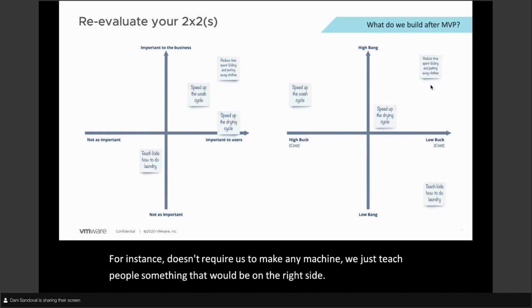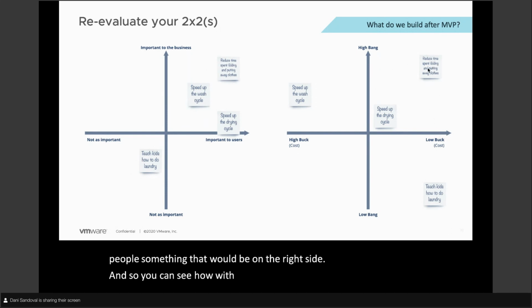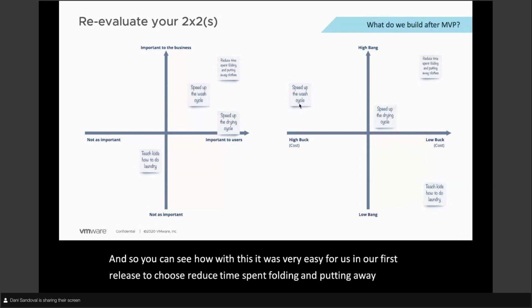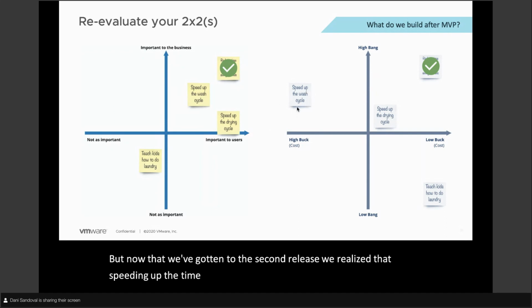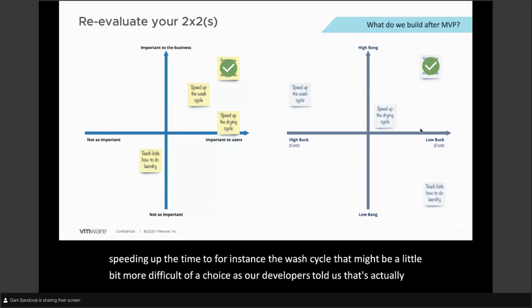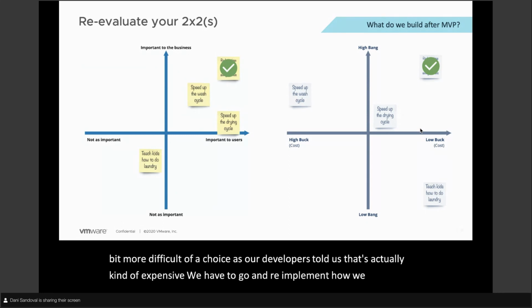And so you can see how with this, it was very easy for us in our first release to choose reducing time spent folding and putting away clothes. But now that we've gotten to the second release, we realize that speeding up the wash cycle, for instance, might be a more difficult choice, because our developers told us that's actually kind of expensive. We have to go and re-implement how we do washing for our example.